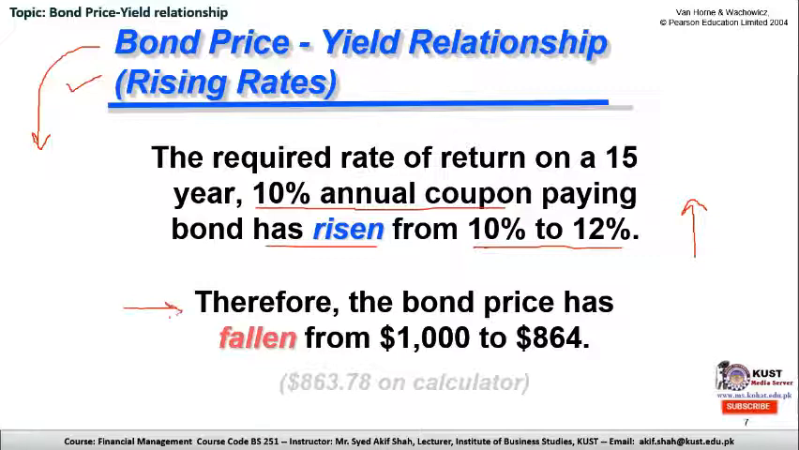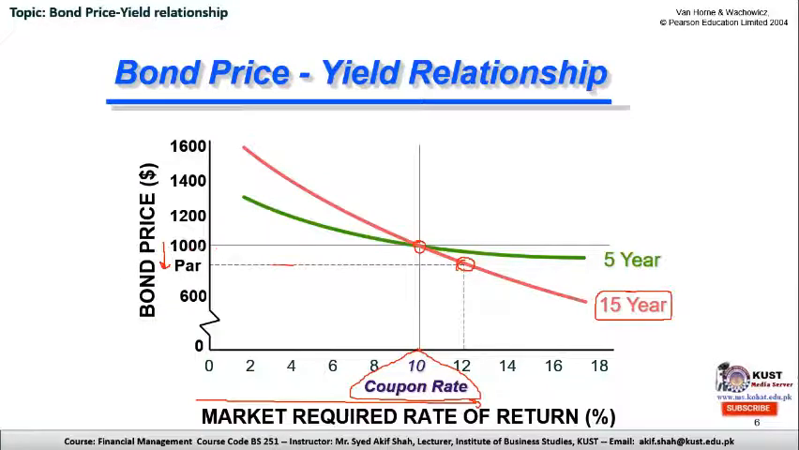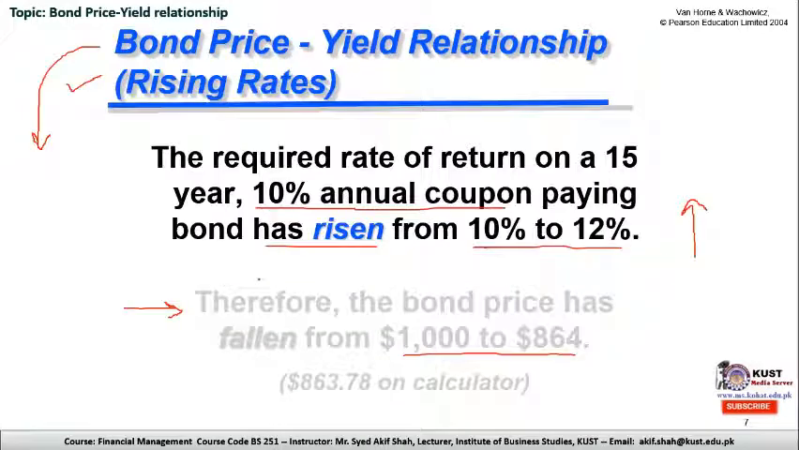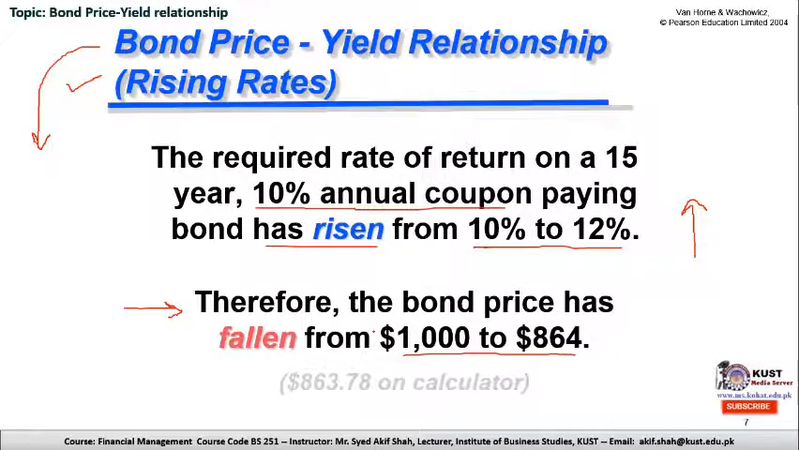Therefore, we can infer that the bond price has fallen from $1,000 to $864. Like in the previous slide, we can say that the previously $1,000 bond, which had 15 years of maturity with a stated coupon rate of 10%, has been reduced in price to $864. How did we calculate this price? With the help of the bond valuation formula or with the help of a table.